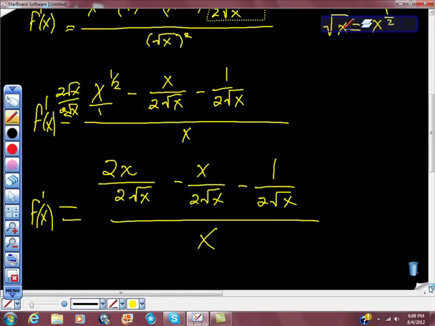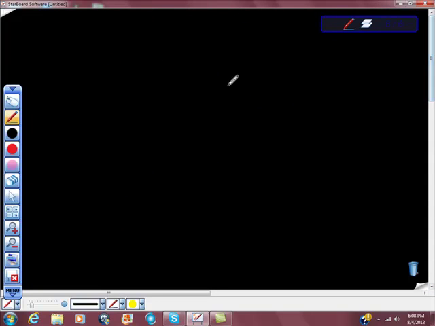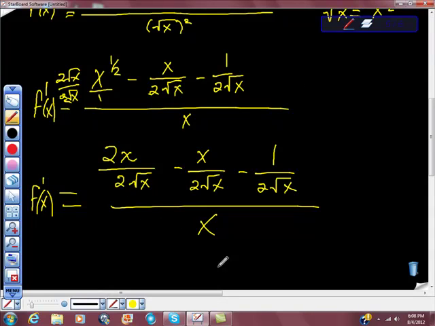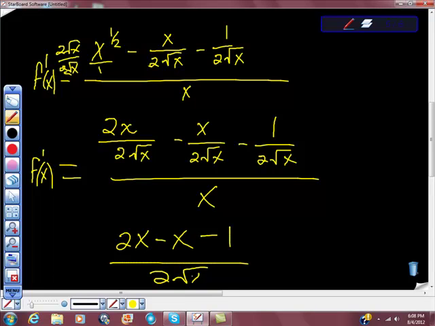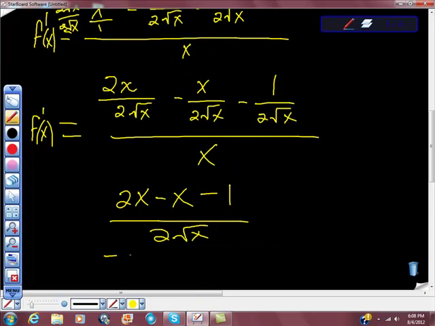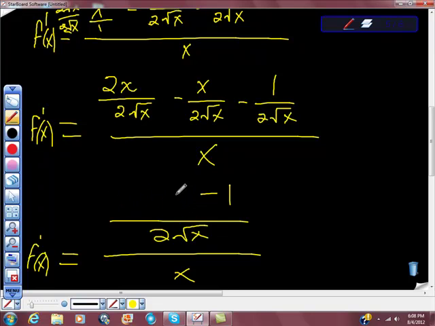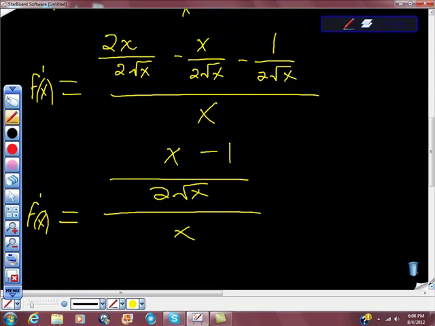I can combine these pieces now, can't I? I can combine these pieces to get 2x, this negative sign is this one, minus x, this negative sign is this one, minus 1, all over 2 square roots of x, over x, is equal to f prime at x. Stay with me, don't give up. 2x minus x is just x, isn't it? So we get x minus 1 here. X minus 1. Everything is going to be okay.